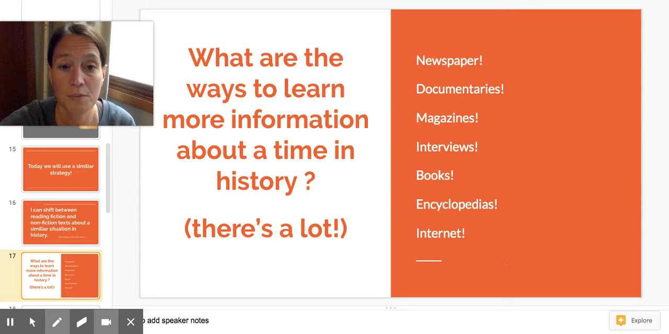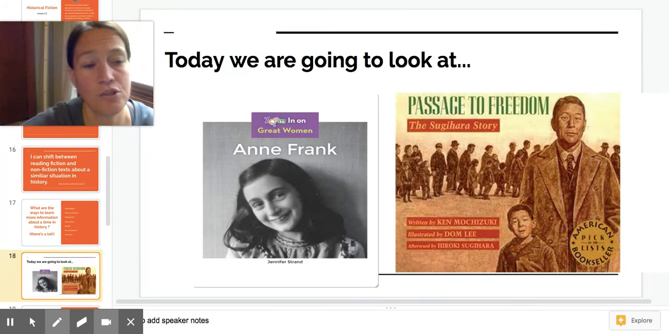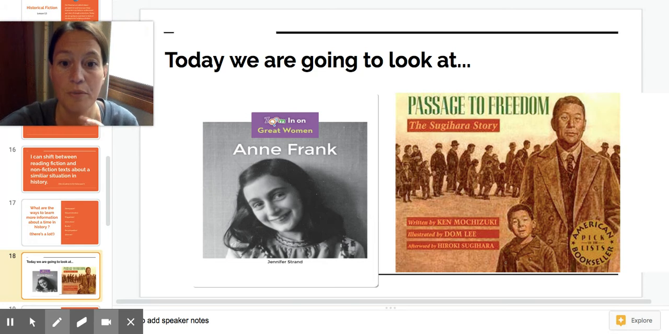There's a lot of ways we can do that. We have newspapers, documentaries, magazines, books, the internet, encyclopedia. We live in a digital age where everything is at our fingertips, and we can have full access to whatever we want to find out about. And today we're going to look at two texts. We're going to be reading Anne Frank, and I am going to be using the Anne Frank text as an example and model what you guys are going to do for your assignment.